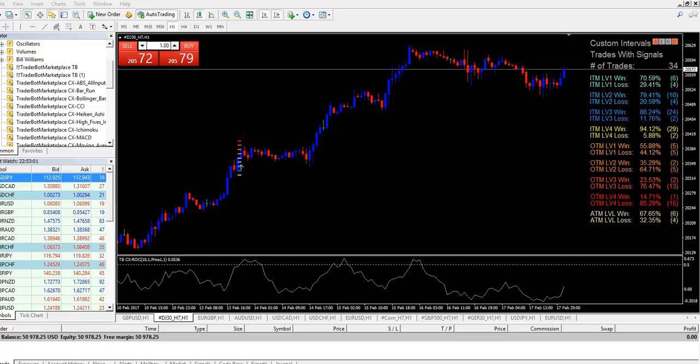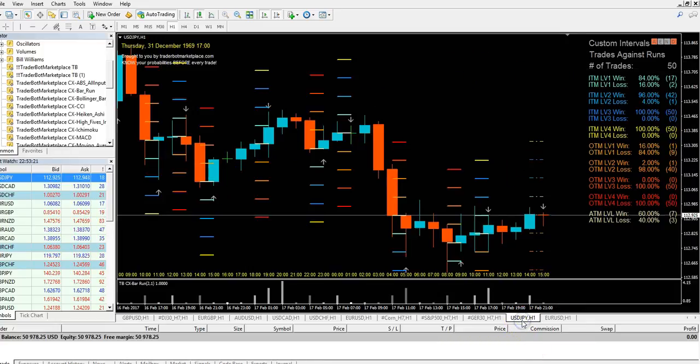Tina asks, how do you know the probabilities for the signals? How do you know the settings for the indicator generating the signals? Okay, I'll answer the second question first. How do you know the settings for the indicator generating the signals? Trial and error. I will go in here and I will start with a basic.